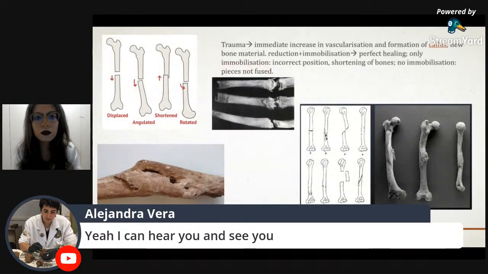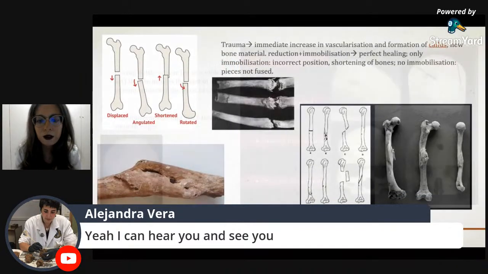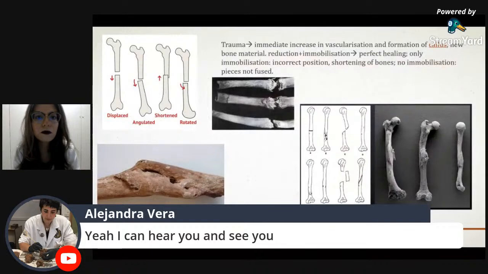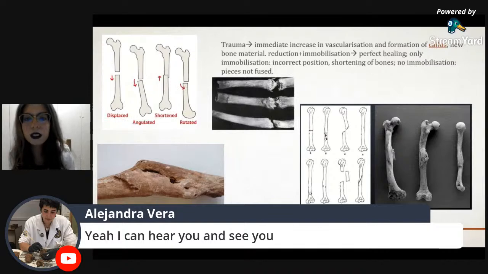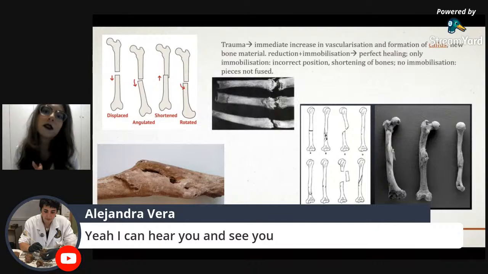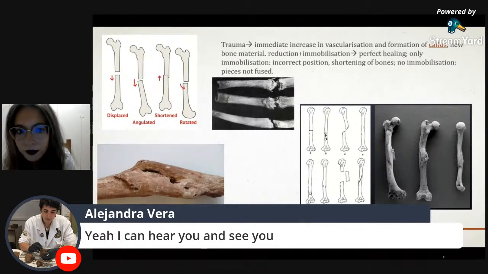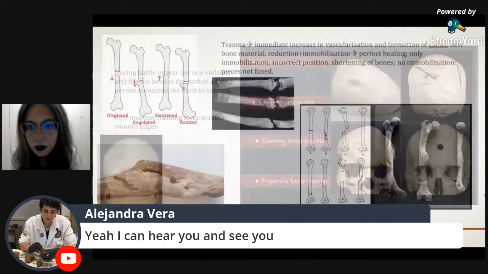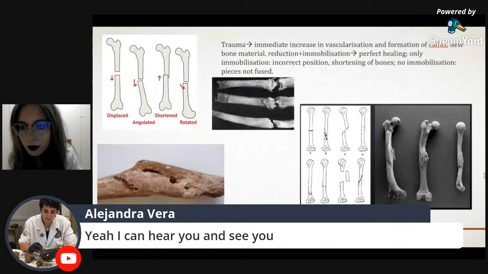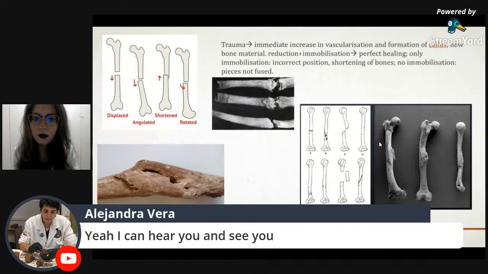So, what about the fracture, the most common one? When a trauma happens to the bone, there is an immediate increase in vascularization, in blood flow, and the formation of callus, which is new bone material. You can see here, this is a callus. All of these are callus, even this.